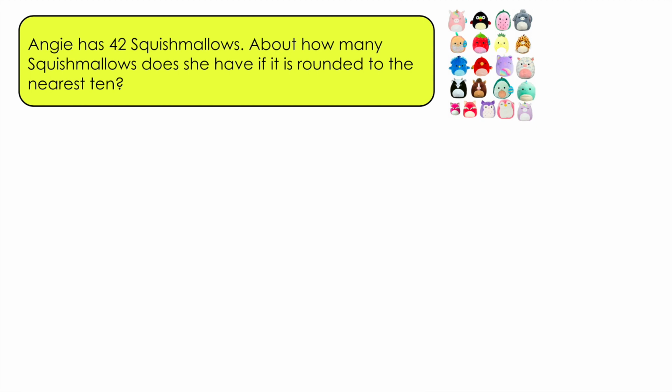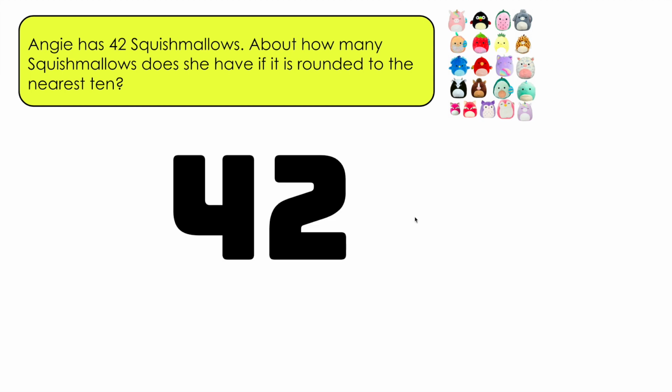Angie has 42 Squishmallows. About how many Squishmallows does she have if it is rounded to the nearest 10? Let's think. We have the number 42. We know the 2 is in the ones place, and we know the 4 is in the tens place. We need to focus in on the tens place because it says to round to the nearest 10.